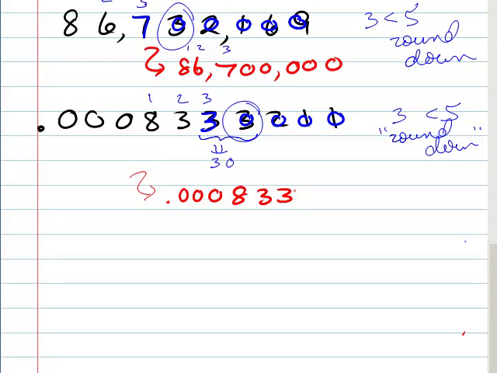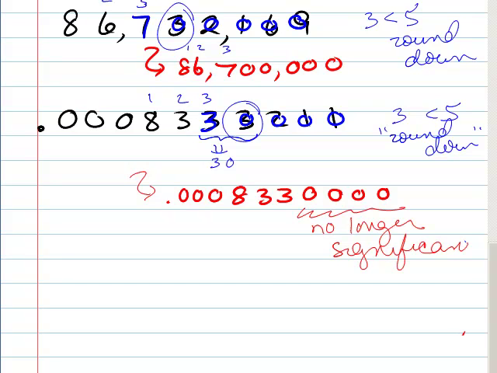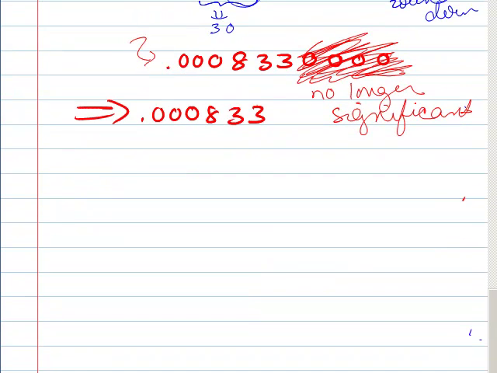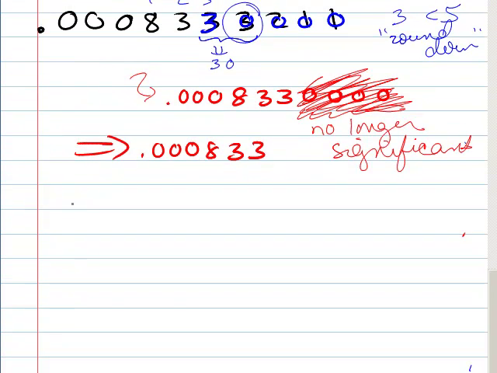Now what happens is, you'd want to write all these out, right? But the problem is that since these come after the decimal point and we're doing rounding, these are no longer significant because we rounded. Any amount of significance that those had has gone away, so we get rid of those. So our answer is actually 0.000833. And that's pretty neat. You can round if you're going across a decimal point.